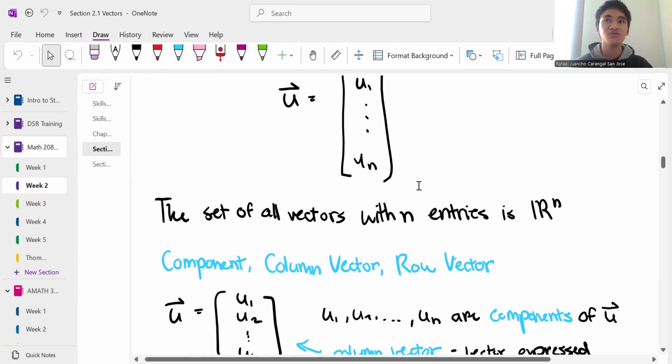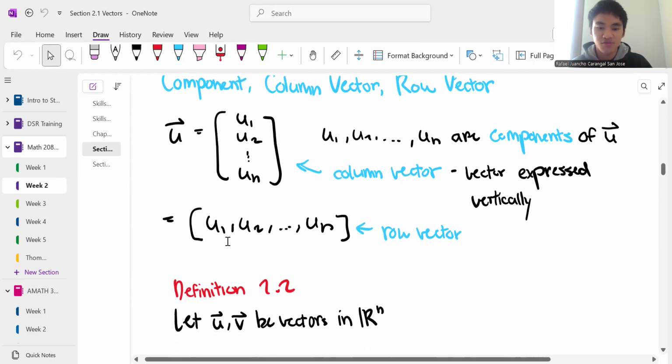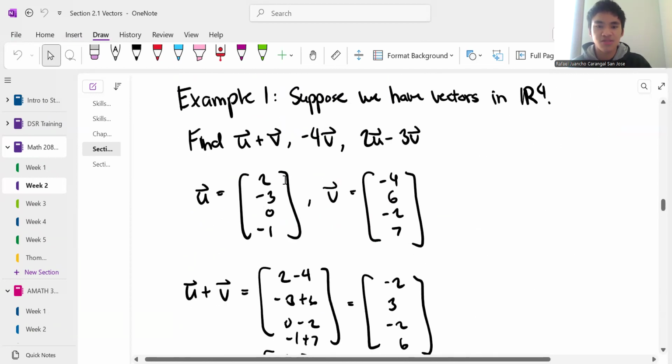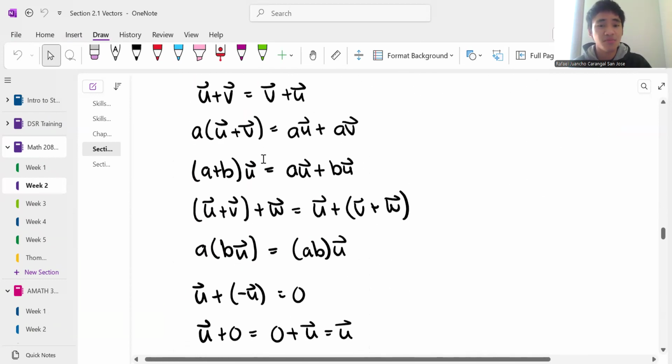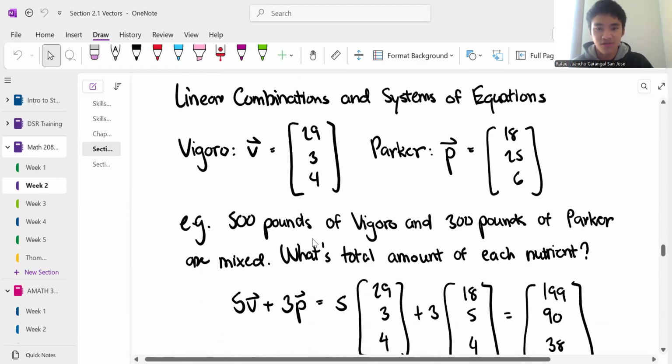Say we have two components, then we're in 2D space. We have three components, then we're in 3D space. In general, if we have n components, then we're in n-dimensional space. We can write vectors in a vertical way, which we call a column vector, or in a horizontal way, a row vector. And there are some properties we can use, which are very similar to the arithmetic properties that we learned in high school or even elementary school.